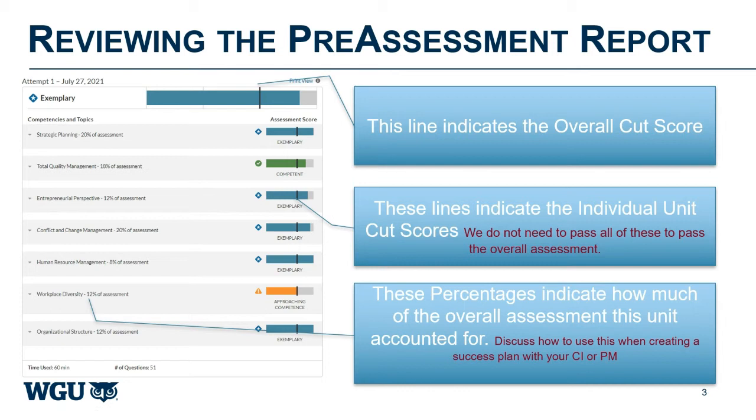The third area of interest is to the right of the unit name. Here, we see the percentage of the unit's overall impact on the assessment. This can be very helpful when we are deciding where to focus our attention. Please be sure to speak to either your course instructor or your program mentor about how to create a successful study plan based on these percentages.